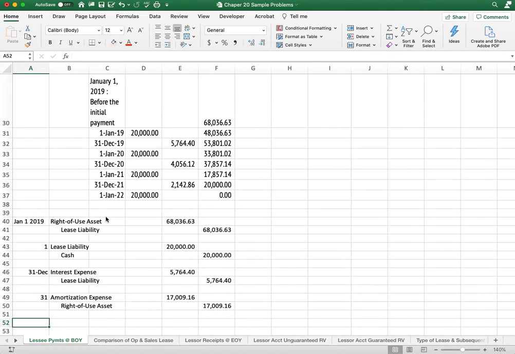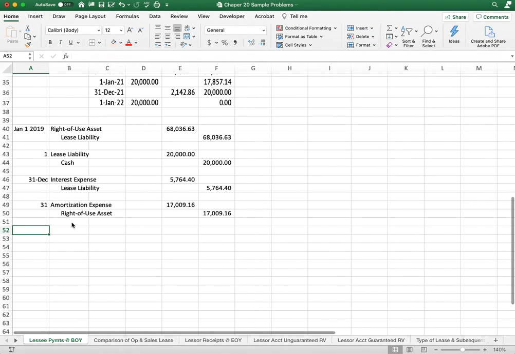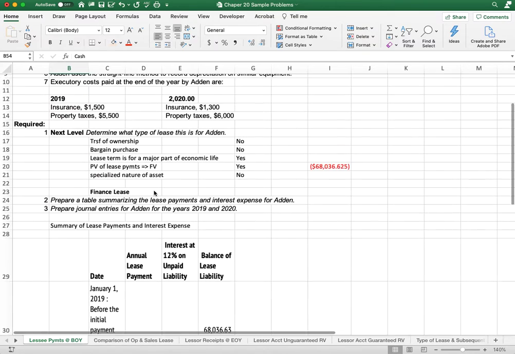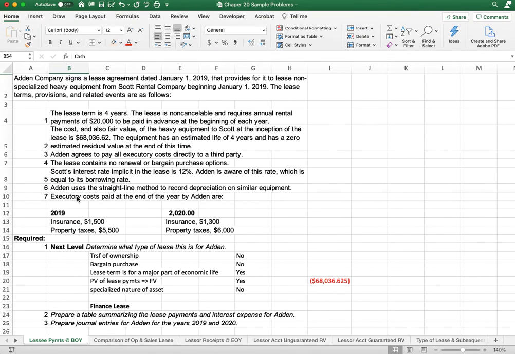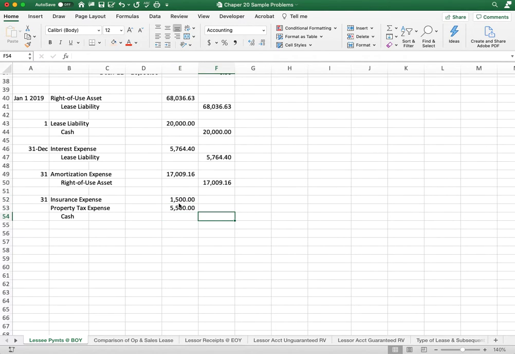And then finally on the 31st, we also need to show this insurance and property tax that was paid. So we have insurance expense, property tax expense, and cash. Before I do that, I'm going to just run back up. It said that the executory costs were paid at the end of the year by Aiden. And so that's why we know we need to include these as expenses. And we have $1,500 and $5,500, for a total of $7,000.